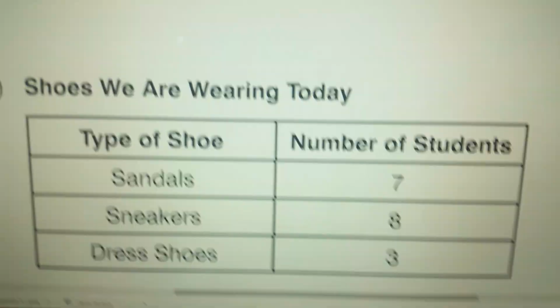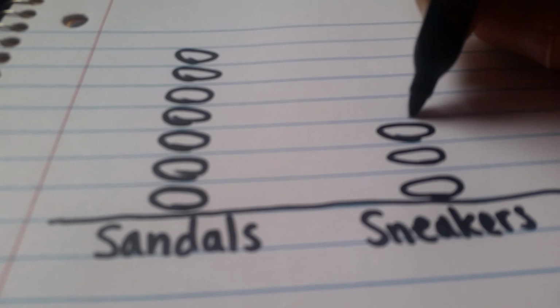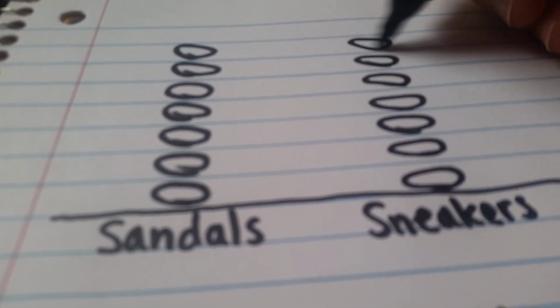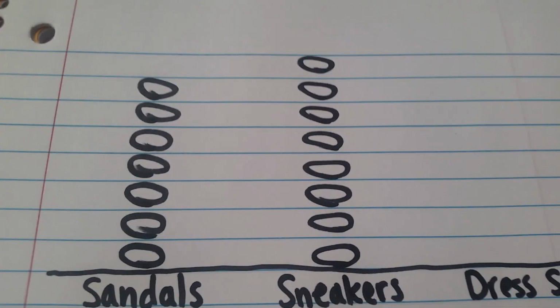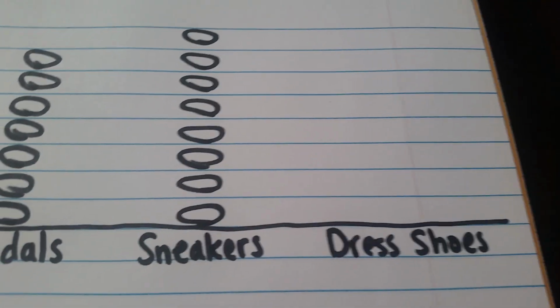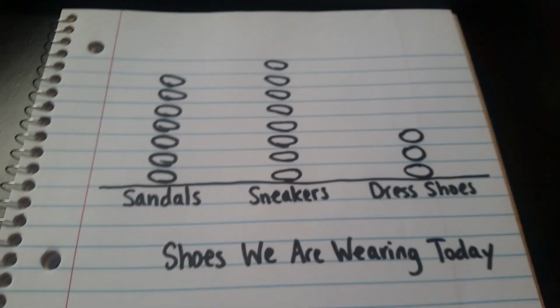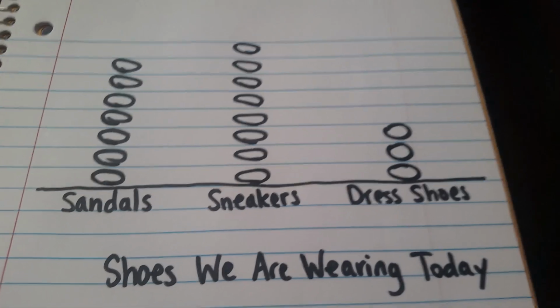Let's see, checking to make sure. 8 had sneakers. Okay, let me draw. 1, 2, 3, 4, 5, 6, 7, 8. Okay, I know it's right because 8 is bigger than 7 and it's 1 more than 7. Dress shoes was 3. 1, 2, 3. So if yours looked like that, you did it absolutely right. Great job.